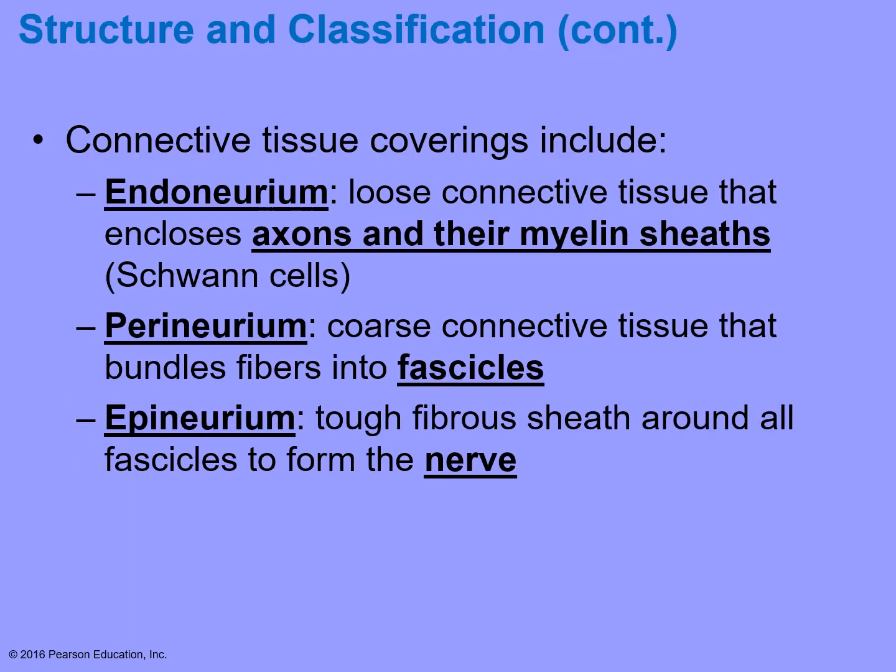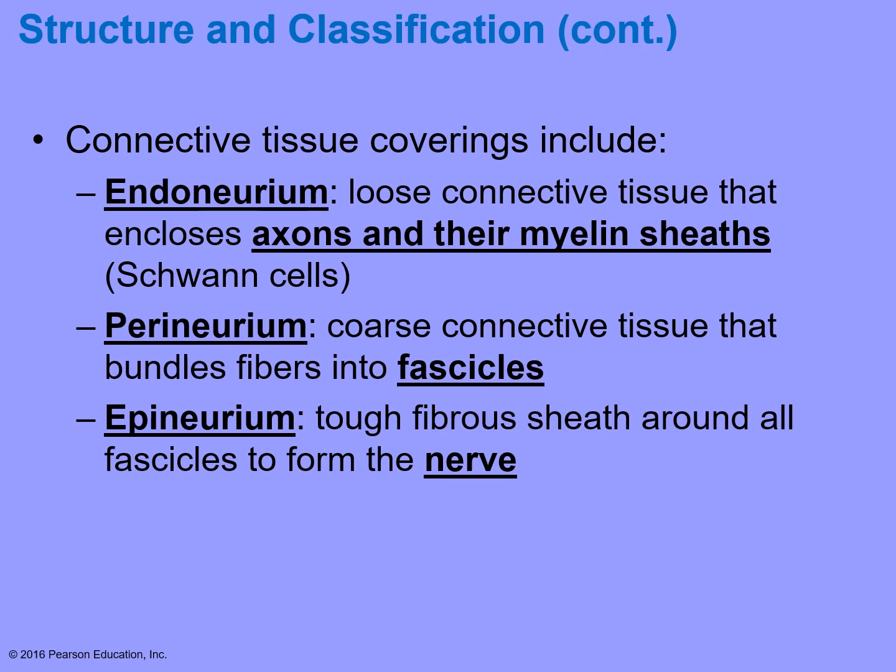Now if we look at this connective tissue covering these blankets, if you want to think of it that way, that's wrapped around them, you have three different layers. You've got the endoneurium, perineurium, and epineurium. Some of these prefixes should start to look familiar to you. The endoneurium is this loose connective tissue that's going to wrap around an individual axon. So you have an axon, it's got its myelin sheath around it, and then around that you have the endoneurium.